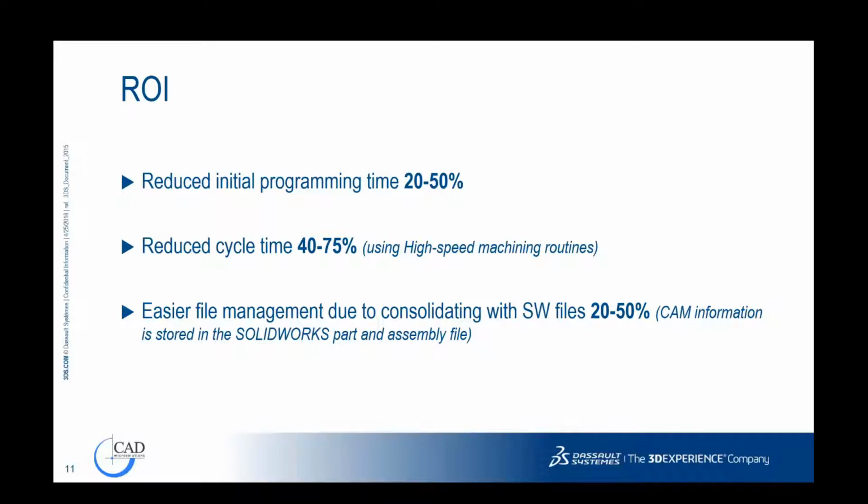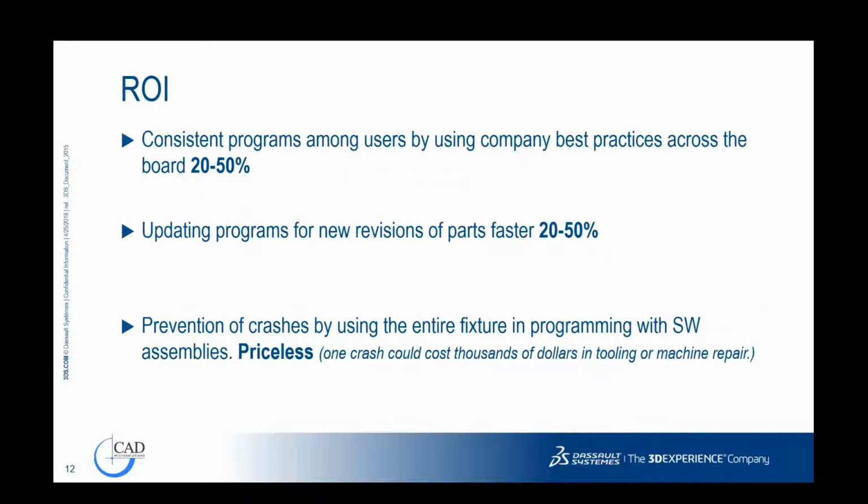Why have all of these different machining files all over the place? It's much better to embed them in the digital twin. And again, if there's any changes to the geometry, we automatically update the toolpath. And SOLIDWORKS CAM and CamWorks are excellent at NC verification and the prevention of crashes. So what's the return on investment by having confidence in your toolpath and preventing crashes? I mean, that's priceless. One crash could literally cost thousands of dollars in tooling and machine repair time.